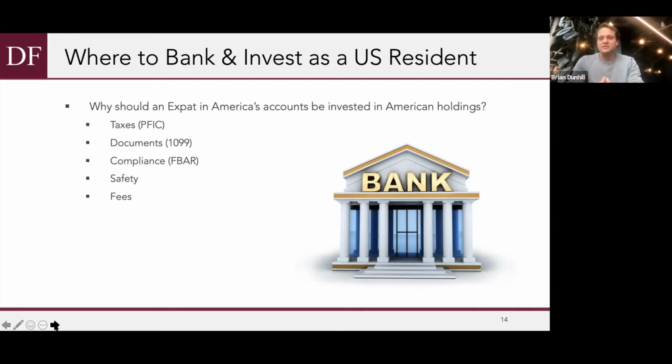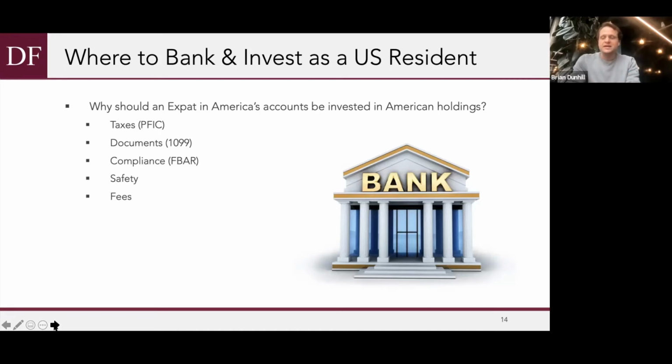By not owning PFICs, passive foreign investment companies, we reduce our taxes significantly in the United States. And because the United States is the only country other than Eritrea that actually taxes on a citizenship basis, you avoid your home country's taxes as well. So from a tax perspective, owning your investments in the United States will lower those taxes significantly.